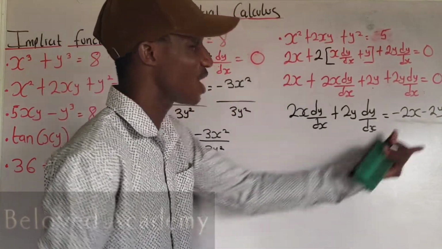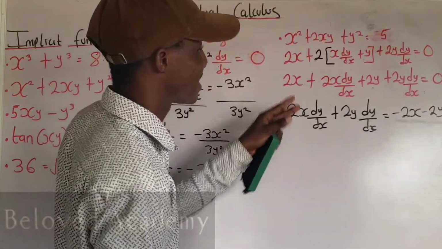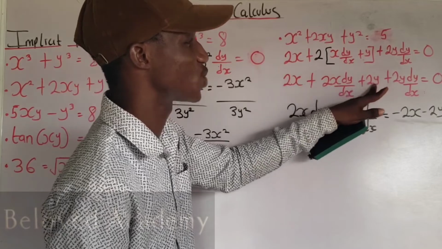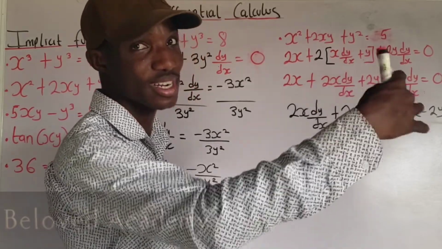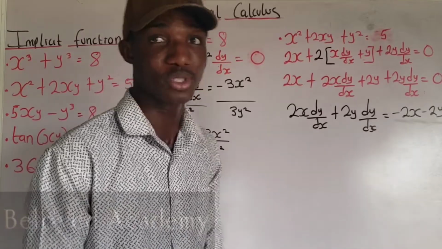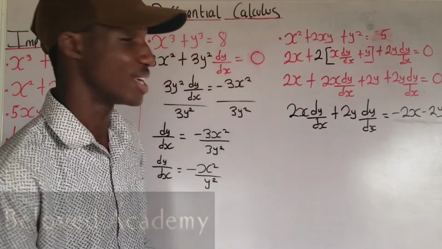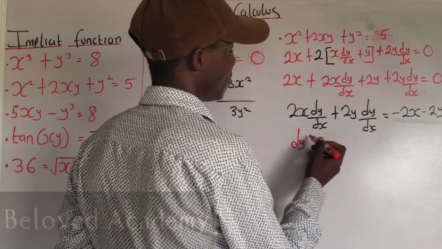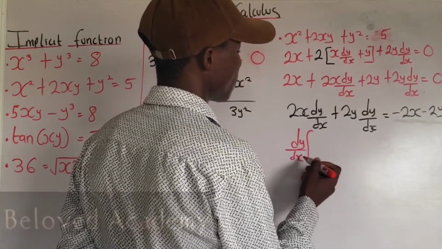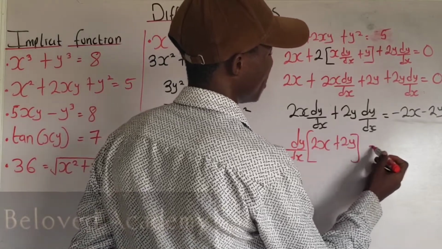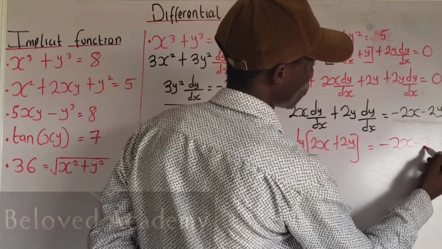I'm very sure you understood how I got here. What I did was that I collected like terms. This doesn't have dy/dx, likewise 2y doesn't have dy/dx, so I take them to the right hand side of the equation, and because they are both positive, they are going to have a negative sign. Okay, so I factorize, and I'm going to have (2x plus 2y) dy/dx equals negative 2x, negative 2y.